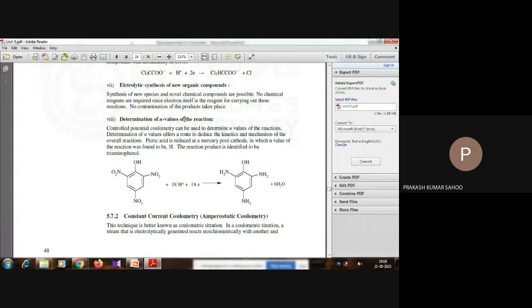Determination of the n value, that is, the number of electrons transferred, also from this. This is picric acid, that is 2,4,6-trinitrophenol. It is known as picric acid.